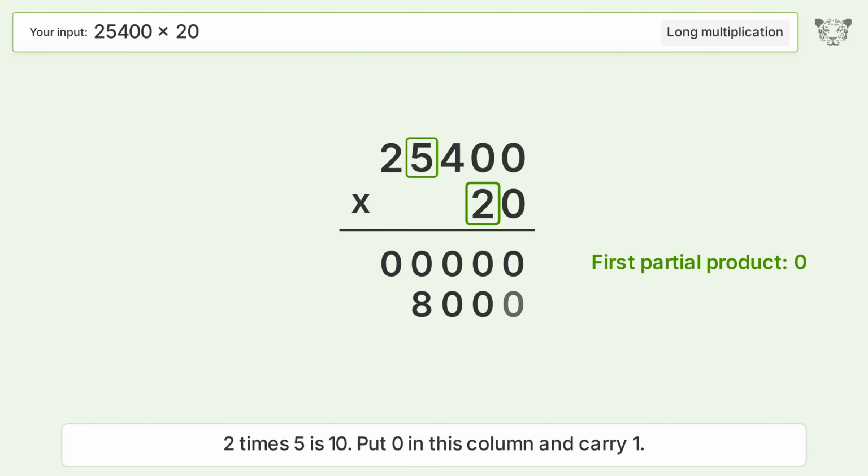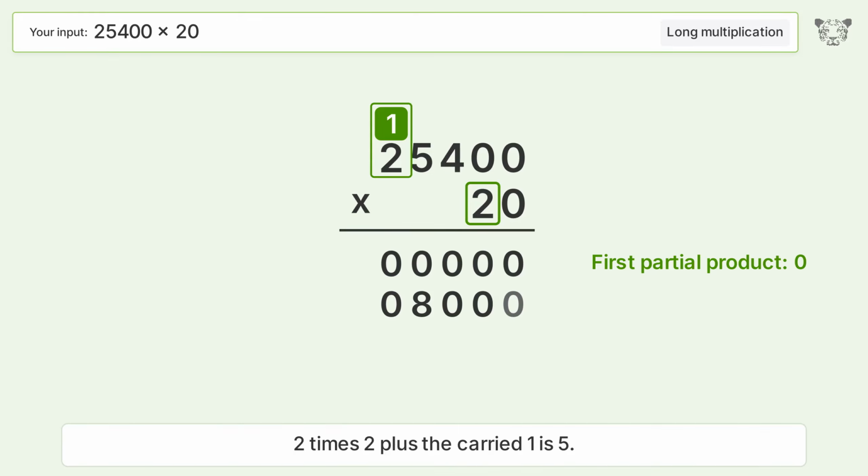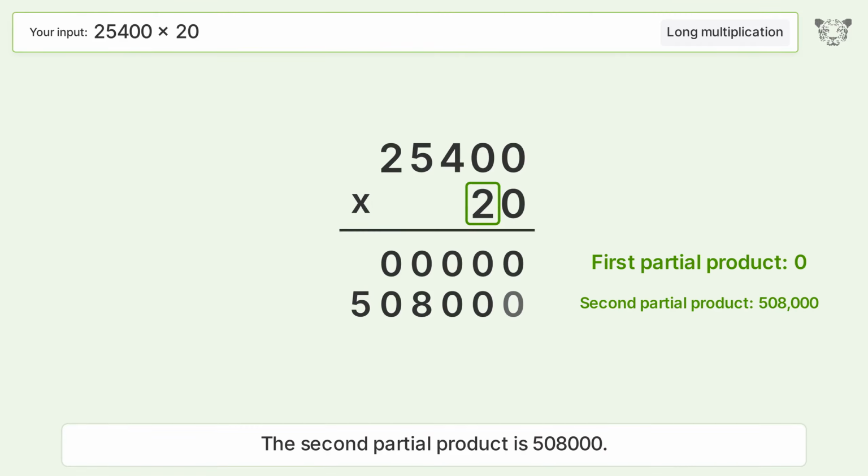2 times 5 is 10. Put 0 in this column and carry 1. 2 times 2 plus the carried 1 is 5. The second partial product is 508,000.